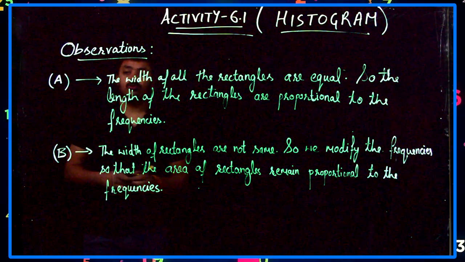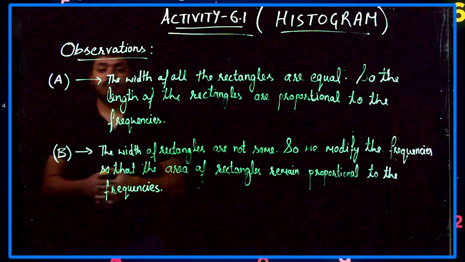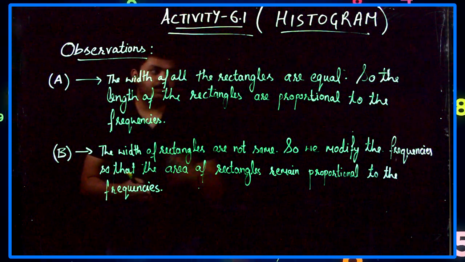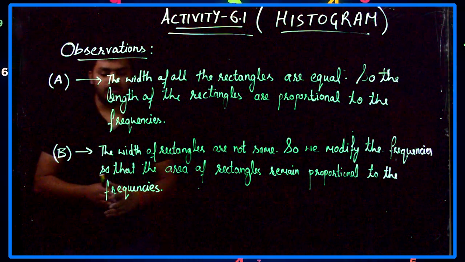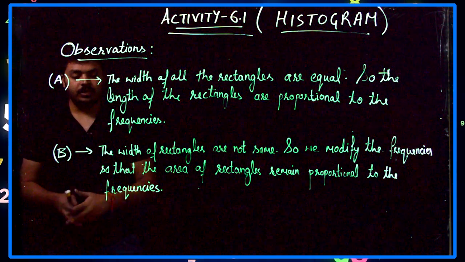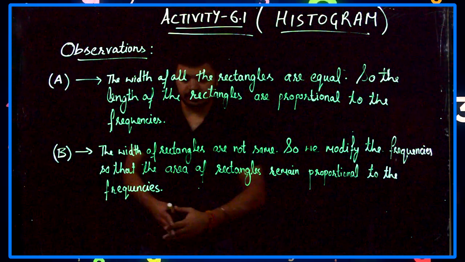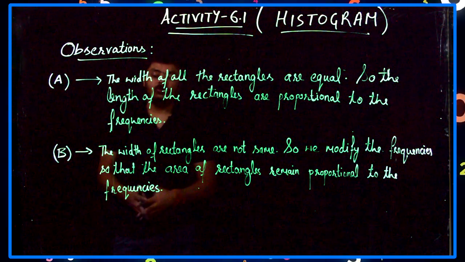That is, the two observations: for part A, that is the histogram for classes with equal width, the width of all the rectangles are equal, so the length of the rectangles are proportional to the frequencies. And for part B, that is for classes with unequal width, the width of rectangles are not the same, so we modify the frequencies so that the area of rectangles remain proportional to the frequencies.